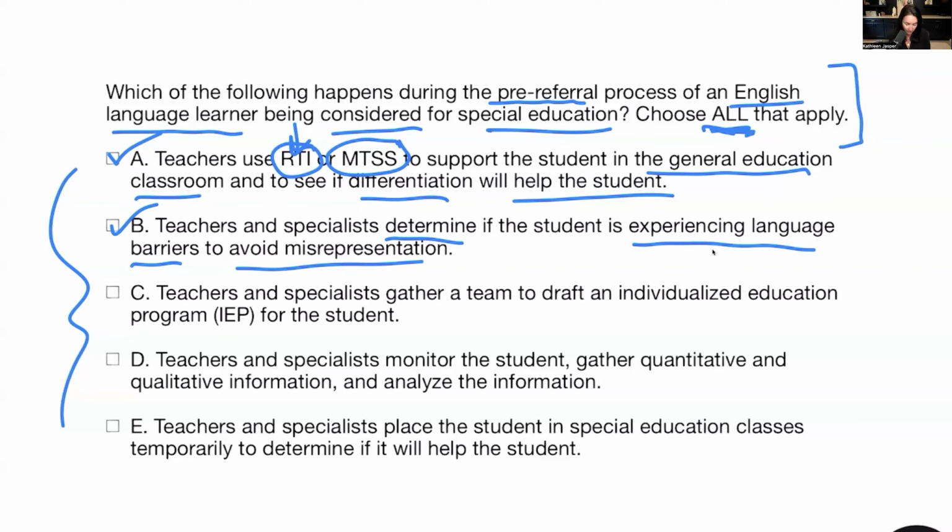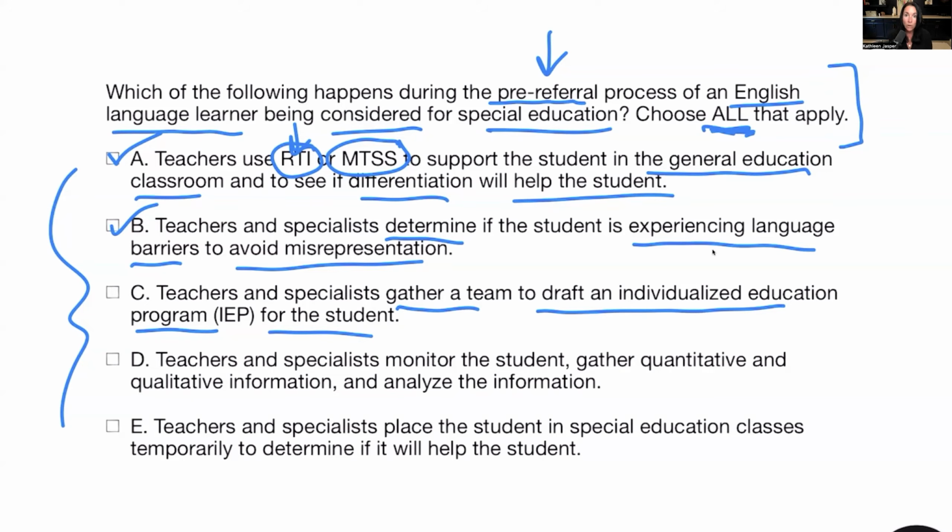So B looks good to me as well. C, teachers and specialists gather a team to draft an individualized education program for the student, an IEP. That's moving too quickly. We're in the pre-referral process here. Pre-referral means we're not drafting any IEPs. IEPs are for the kids in special ed.